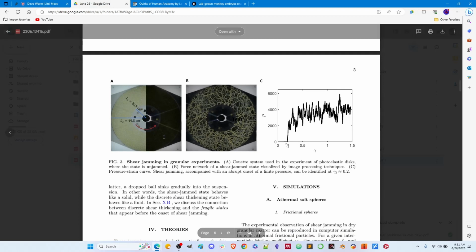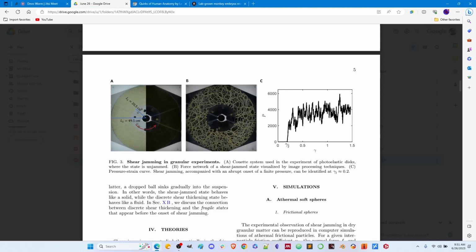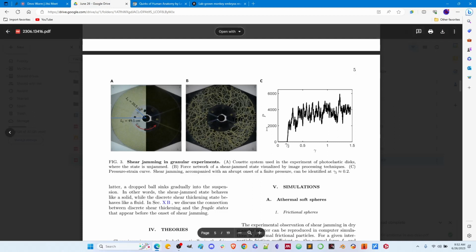This is a system used in the experiment of photoelastic discs where the state is unjammed. Then the force network of a shear jammed state is visualized by image processing techniques. So this is a force network here. We talked about networks last time with respect to embryo networks, but we also have these force networks that can form, along the edges of cells, or at some of the points within a mass of particles.